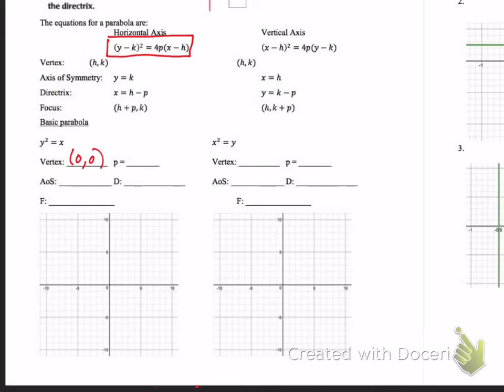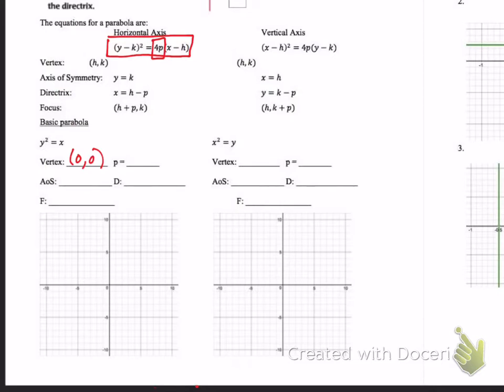And they are p units away. So wherever your vertex is on your parabola, you'll go to the left or to the right or up or down to get your focus and your directrix. I'll show what that looks like in a minute. But it's always the number in front of the non-squared term. So in the y squared, it's 4p, the number in front of the x. And when you have a vertical one, it's in front of the y.